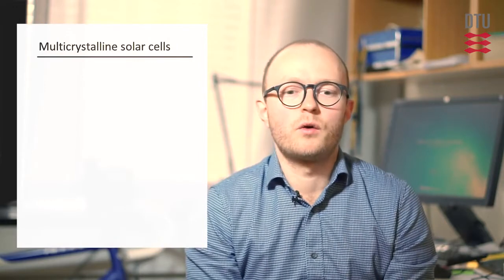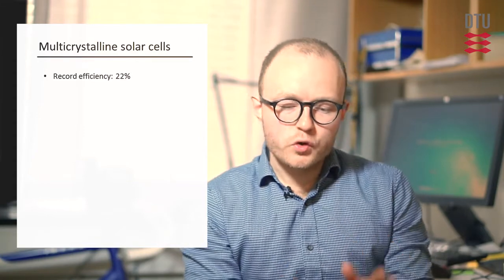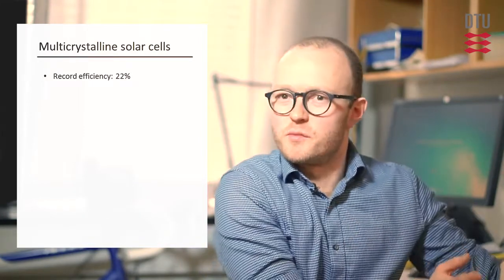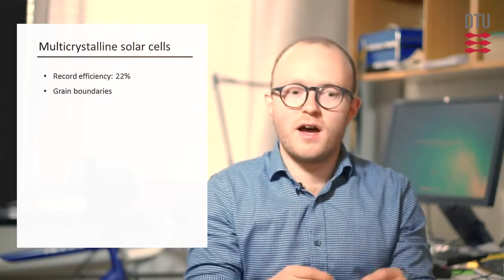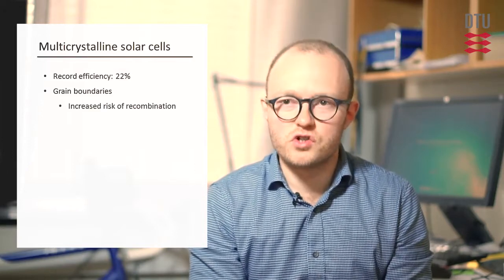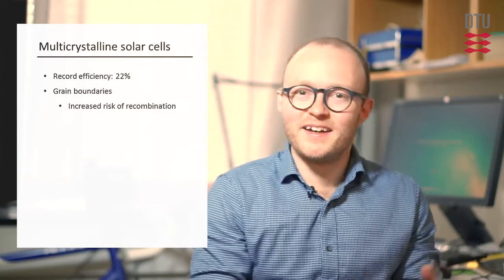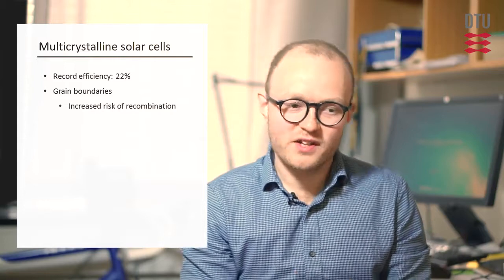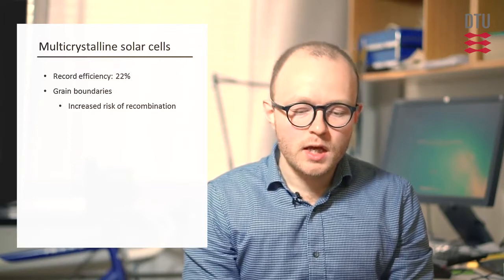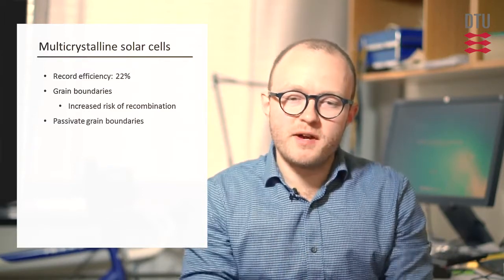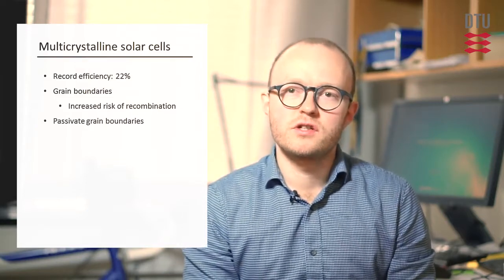When we look at multicrystalline cells that have a record around 22%, those cells, in addition to all the factors just mentioned for the monocrystalline, have the challenge of the grain boundaries. At the grain boundaries, we have an increased risk of recombination of the charge carriers. So these grain boundaries must preferably be minimized in the production, but that's hard if you still want to keep the cheap production method of the multicrystalline wafers. These grain boundaries must be passivated. So there's a lot of work going into passivating grain boundaries in multicrystalline material.